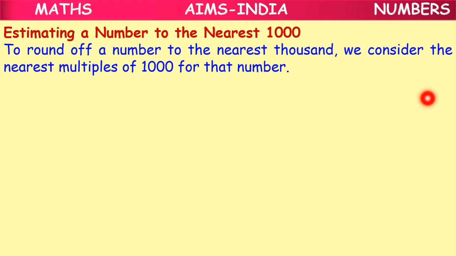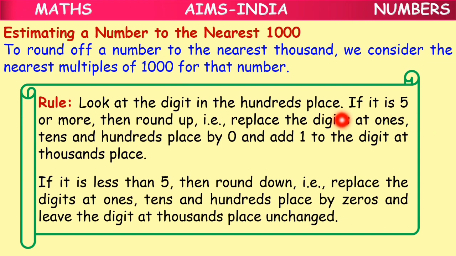Next, estimating a number to the nearest 1000. To round off a number to the nearest 1000, we consider the nearest multiples of 1000 for that number. Rule: look at the digit in the hundreds place. If it is 5 or more, then round up.